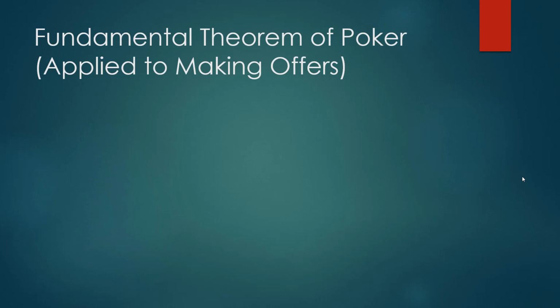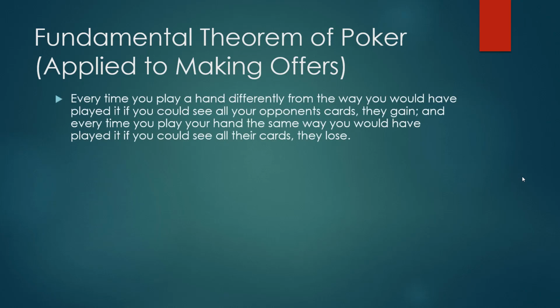So there's a fundamental theory of poker, and basically I'm going to apply this to making offers. I don't want to get it wrong. I keep turning around even though James nicely moved the screen. So every time you play a hand differently from the way you would have played it if you could see all of your opponent's cards, right, they gain. If you turned all the cards up and you were like, hey, would I make this play if I knew what your hand was? I sure would. Then I'm going to gain, right? If I make the wrong play, he gains, even if I still win the pot, right?